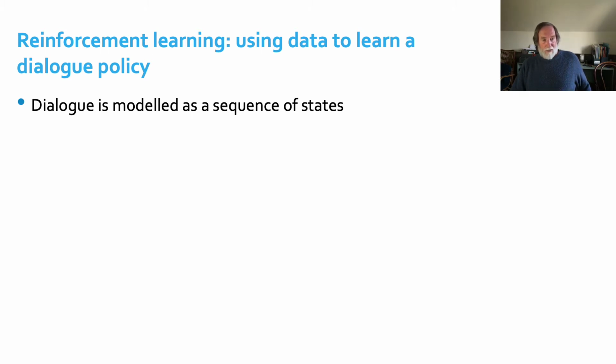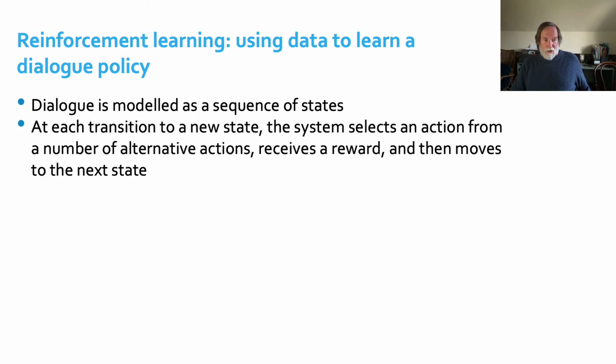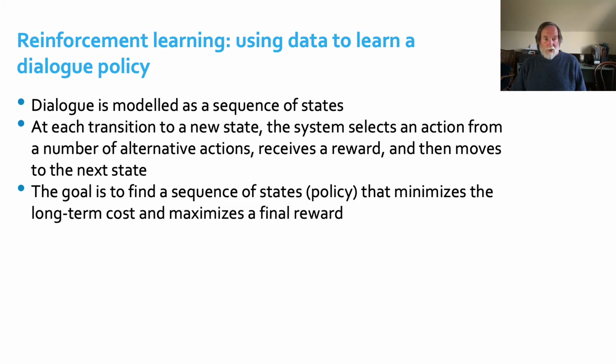In order to do this, the dialogue is modeled as a sequence of states, and as the system moves to a new state, it will select an action from a number of alternative actions, where several of these are available in that particular state. It receives a small reward and then moves on to the next state. Eventually it comes to the end of the interaction, and the goal is to find a sequence of states where the actions have been chosen that will minimize the long-term cost of the dialogue and maximize the final reward.